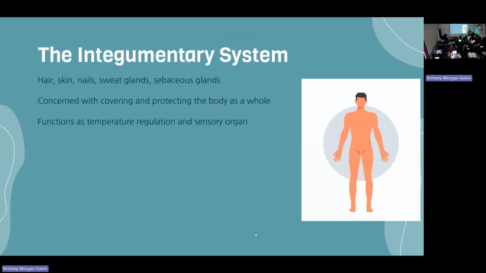All right. So the integumentary system is the skin and its components that are involved in covering and protecting the body as a whole. It also functions in temperature regulation. It acts as a sensory organ. It helps prevent water loss. It helps produce vitamin D. And the organs of the integumentary system include the skin and the accessory organs like hair, nails, sweat glands, and sebaceous glands.